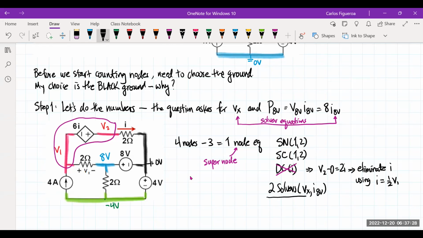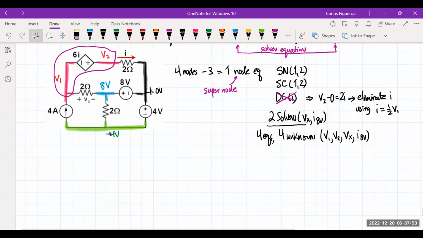So when I do all my counting, you can see here I'm going to have 4 equations, 4 unknowns. My unknowns are V1, V2, Vx, I 8 volt. So let's go do that. Now I'm just going to start writing my equations here.